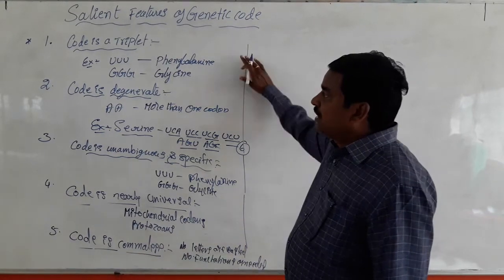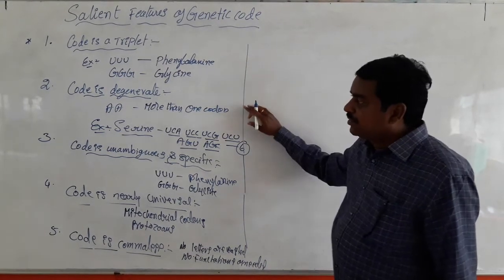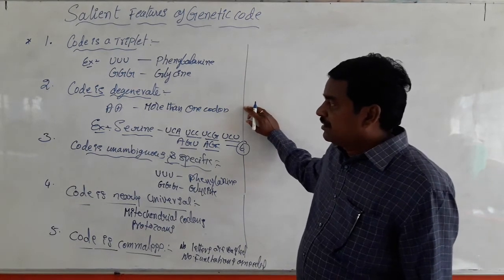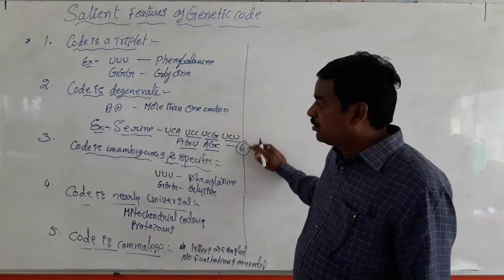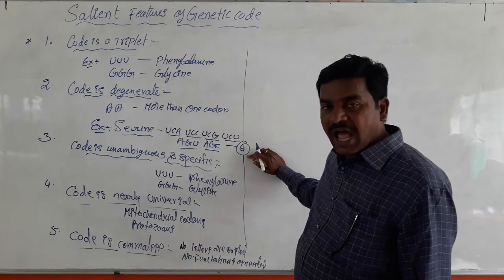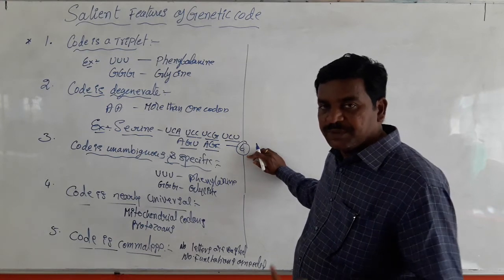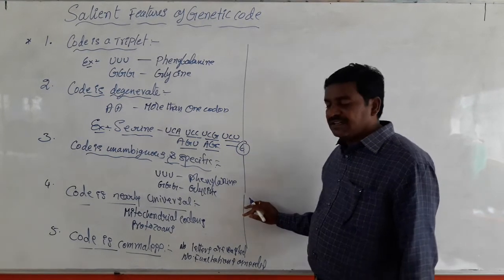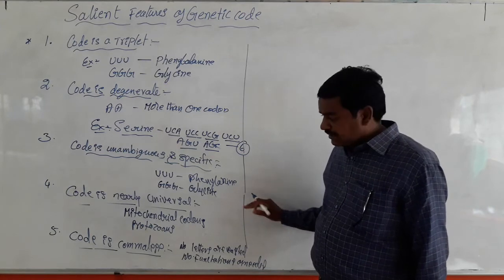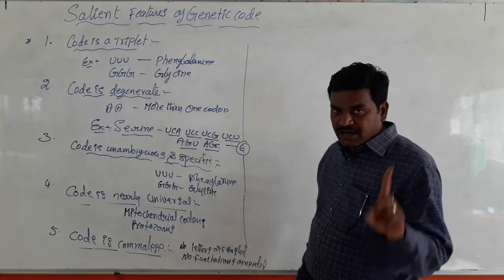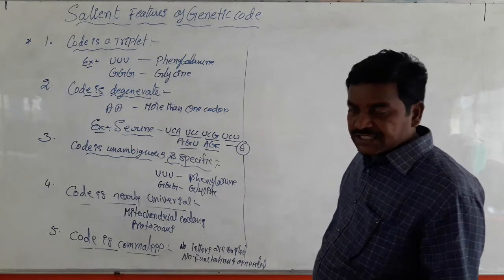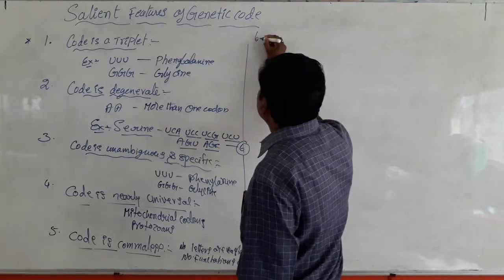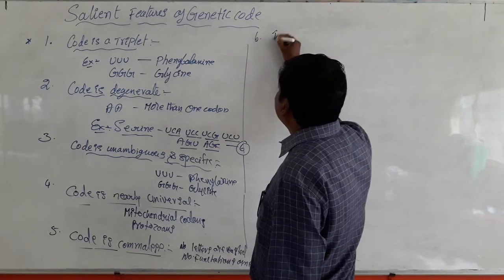So, the code is triplet, the code is degenerate, the code is unambiguous and specific, and the code is nearly universal, and the code is comma-less. Now coming to the sixth feature, this is the starting, initiating codon.